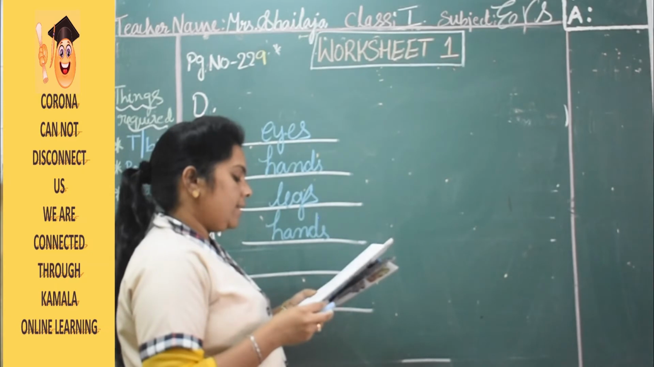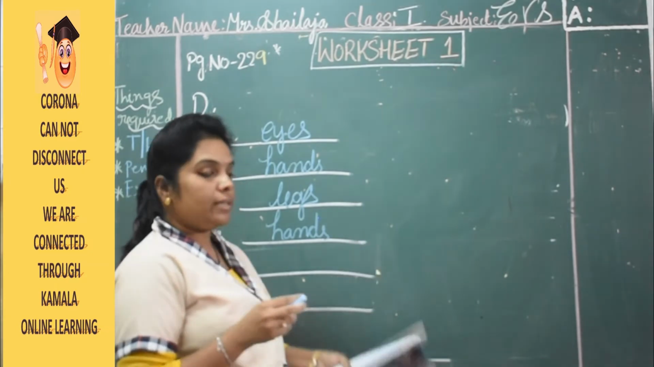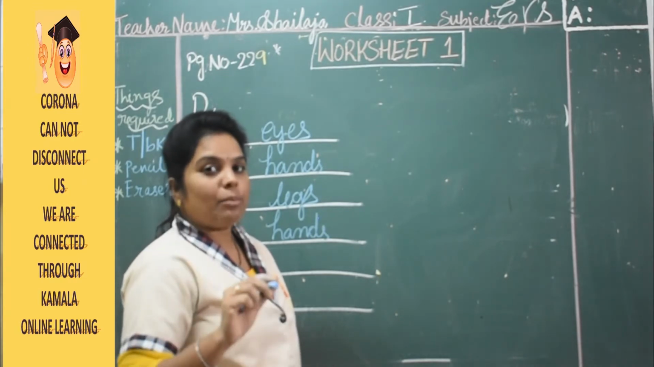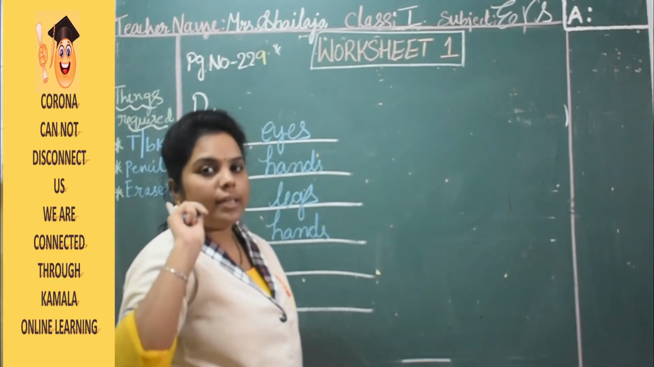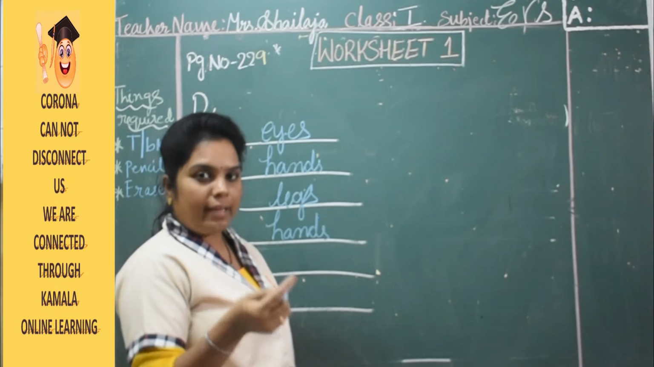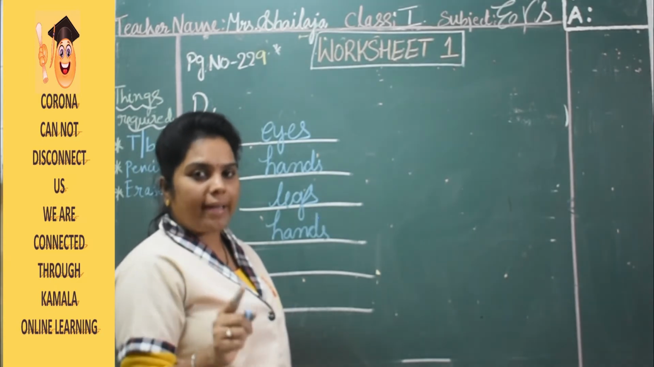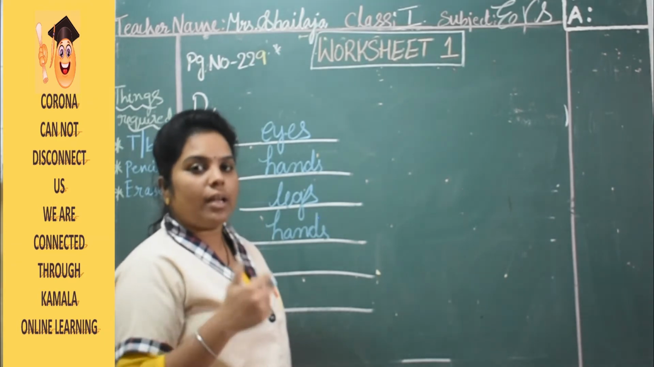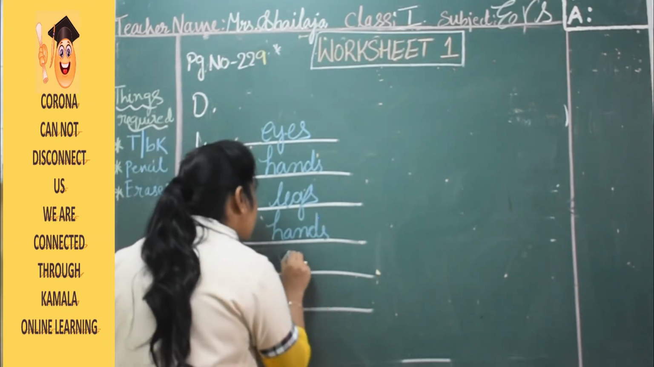Next is listening to a song on the radio. Listening to a song, for example. So you are listening to my voice with the help of your ears, right? Yes, you are seeing this video with the help of your eyes, right, children? Yes, you are listening to my voice with the help of your ears.